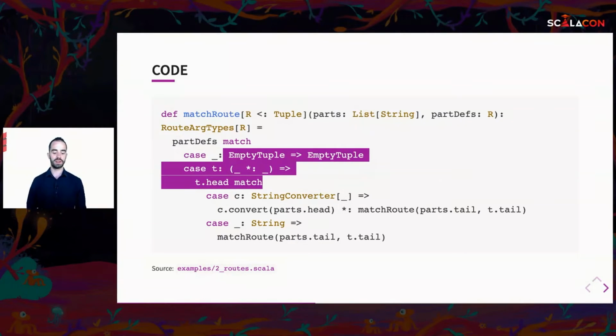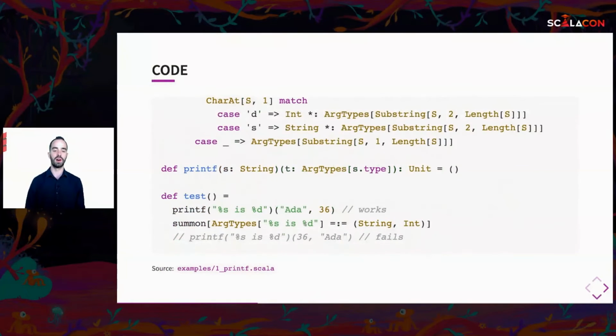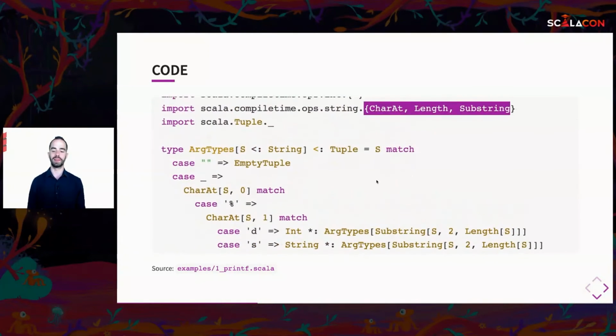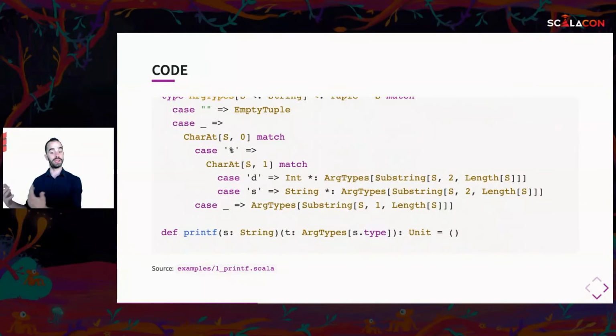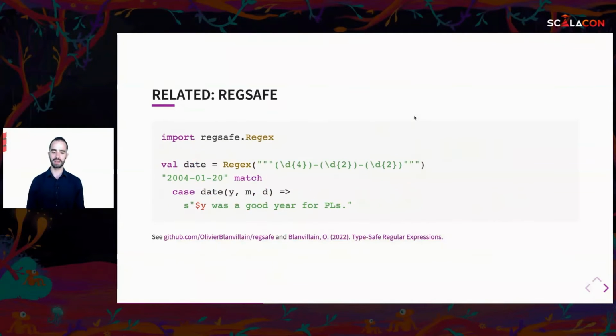Okay, so that was the second element. So here we saw how to play with match types. In the first example, we also used type level operations to match the different parts of a string. I did not emphasize this, but we used these charAt, length and substring compile time operations from the compiletime package so that we could read the elements of a string at the type level. So yeah, we saw compile time operations, path dependent types, and match types.